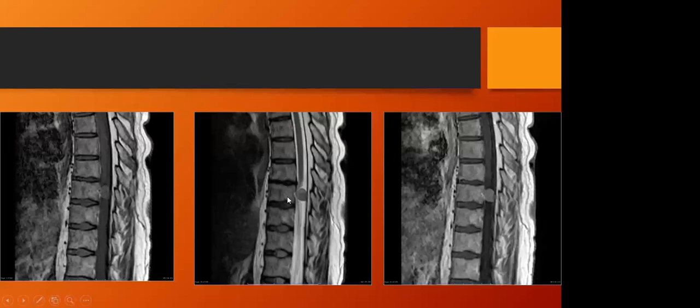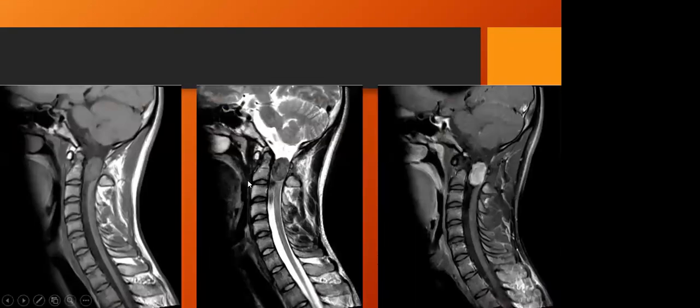T1, T2 with the wide dural base and homogeneous enhancement, a homogeneously enhancing tumor. Wide dural base, T1, T2, and the homogeneous enhancement.